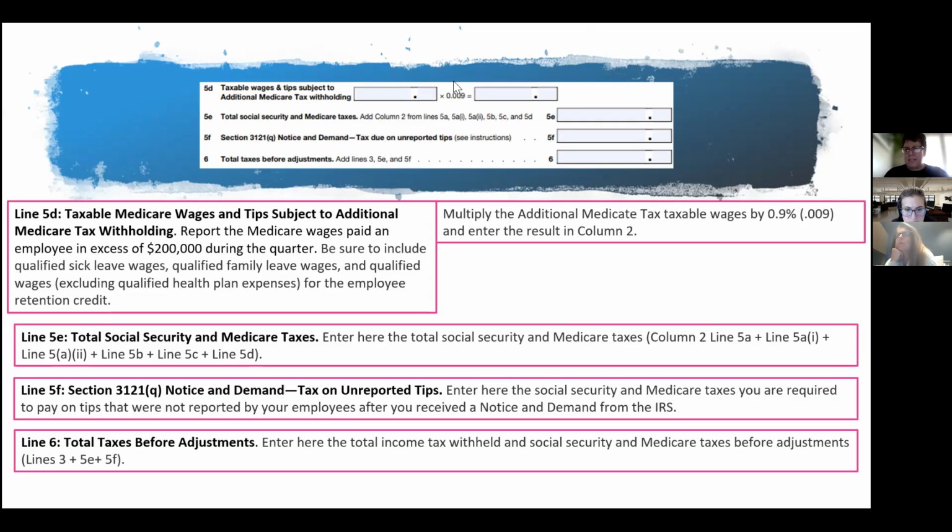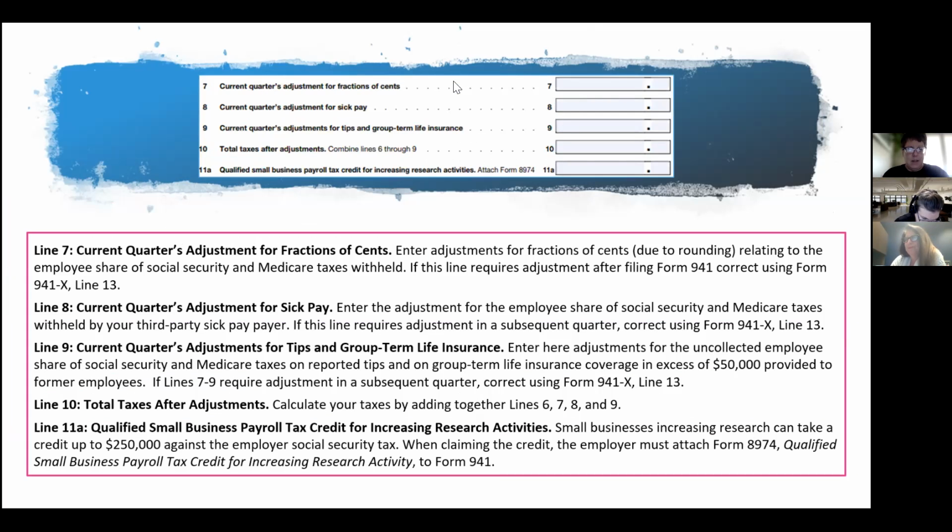Then you're going to add up all those taxes and put it on line 6. And that's your total taxes before any sort of adjustments. And then we get into the adjustments. Line 7 is pretty simple. There's always going to be minor adjustments for fractions of cents on the employee portion. They're either going to be a positive or negative adjustment, 10, 20, $30 a month or a quarter. It's not going to be all that much.